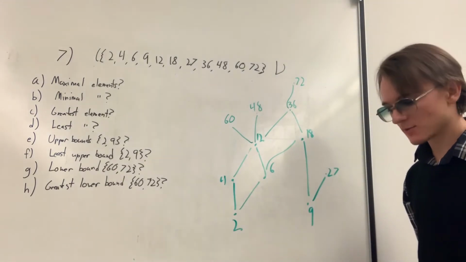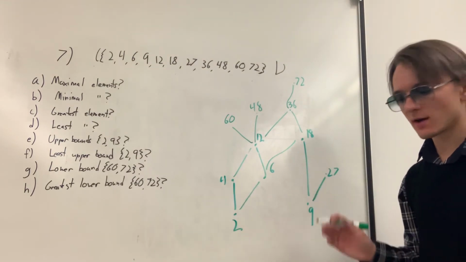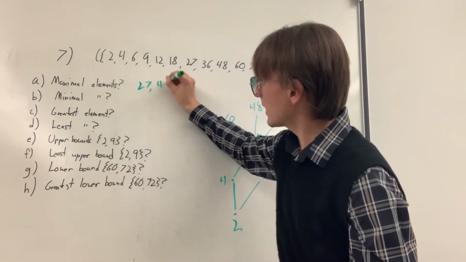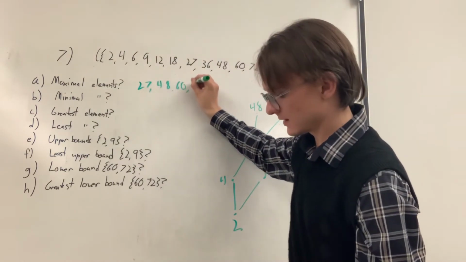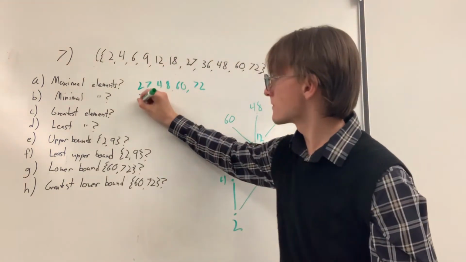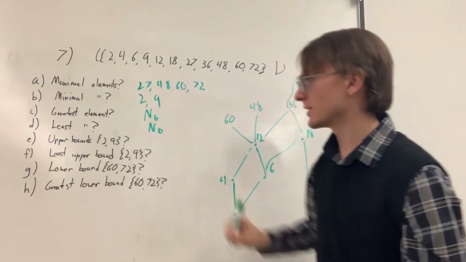Are there any maximal elements? Well, our maximal elements would be the endpoints at the top, which would be 27, 48, 60, 72. Minimal elements would be 2 and 9. There is no greatest element and no least element.